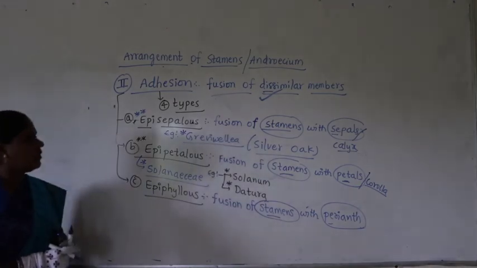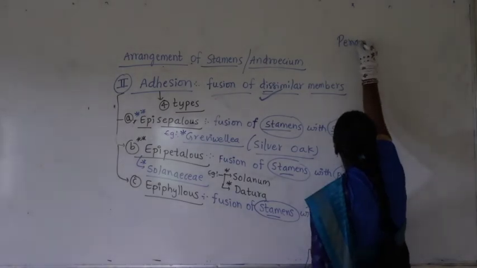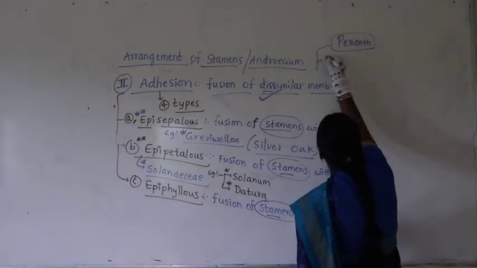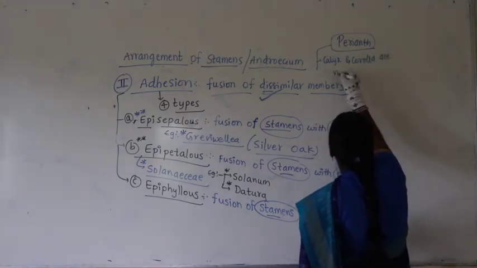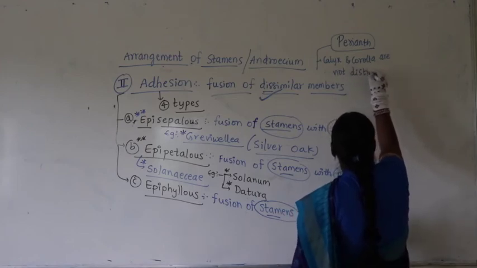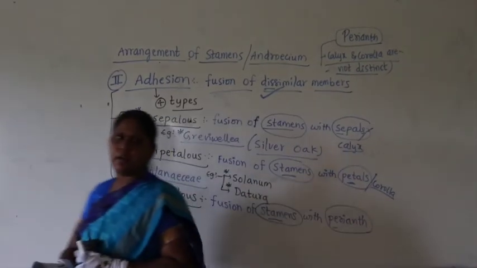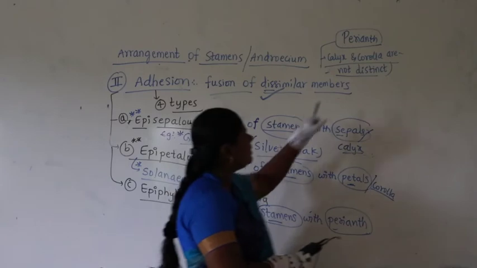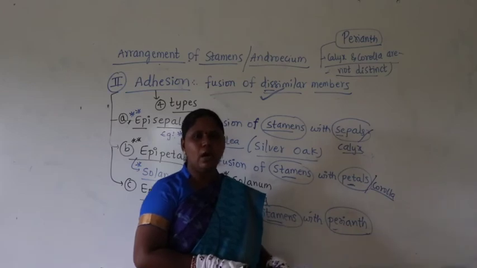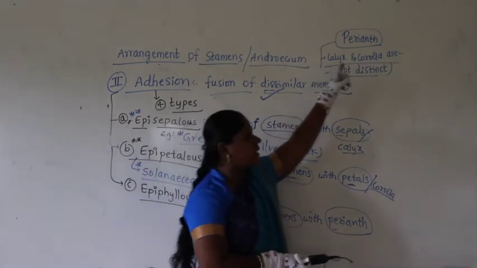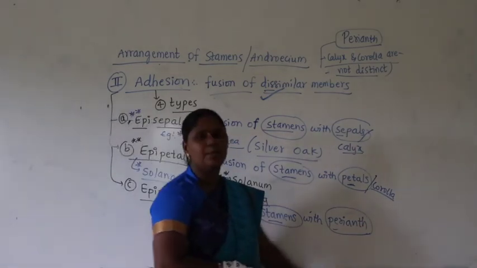Guys, if you remember, perianth is nothing but what? What is the meaning of perianth? Calyx and corolla are not distinct, meaning they cannot be differentiated. Calyx and corolla look similar. You cannot differentiate into calyx and corolla. When both look similar, it is called perianth. Now, in this case, what are the two things getting fused? Stamens are fused with perianth.